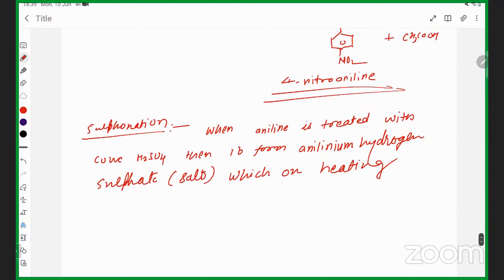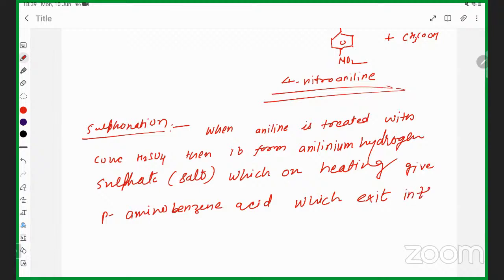Which on heating gives para amino benzene sulfonic acid, which exists in the form of zwitterion.